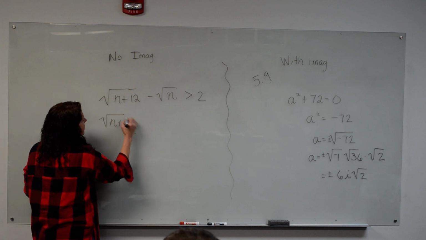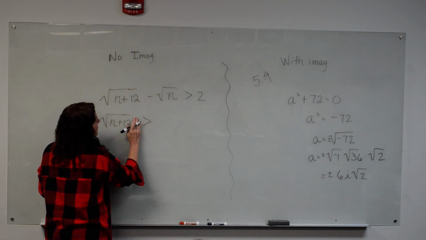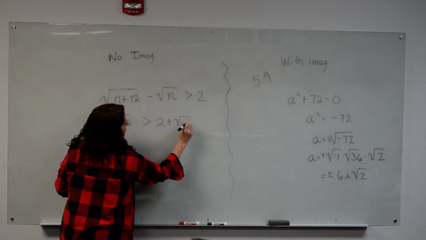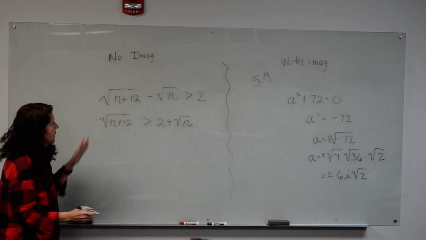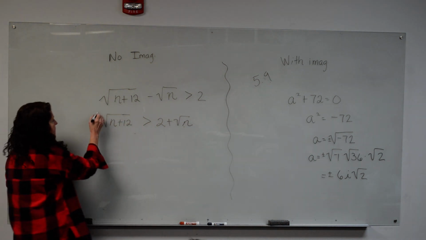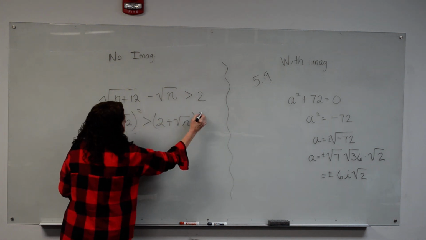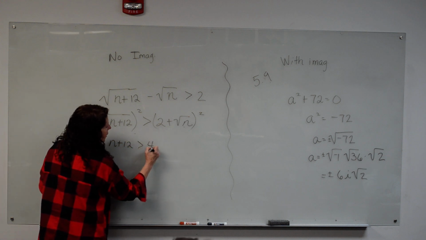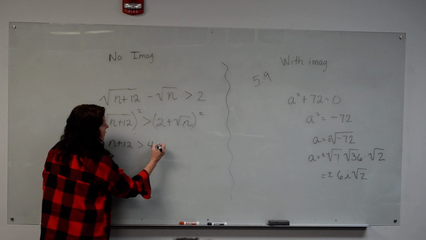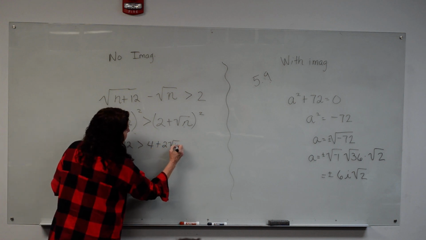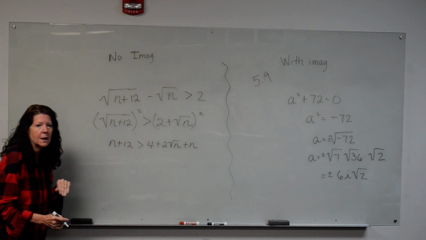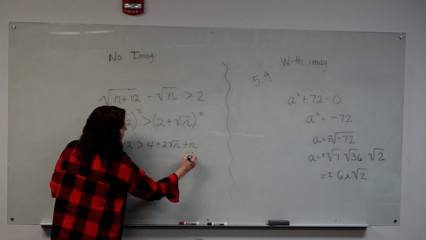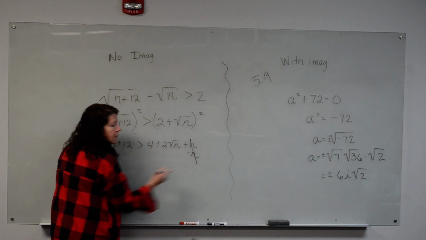n plus 12 is greater than 2 plus the square root of n. Okay, you with me? Now how am I going to solve it? I'm going to square both sides. On the left-hand side, I'm going to get n plus 12. On the right-hand side, for the sake of time, I'm going to go ahead and do the FOIL on it: 4 plus 2 times the square root of n, plus n. That's what I get when I do FOIL. Now I begin to solve this thing. If I add a negative n to both sides, it's gone.